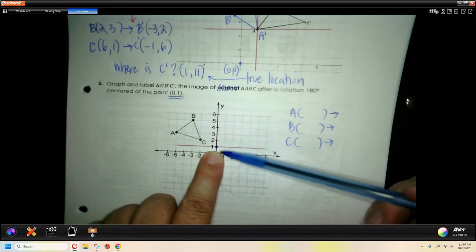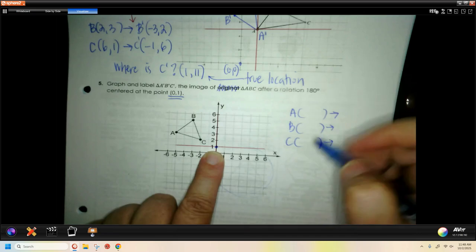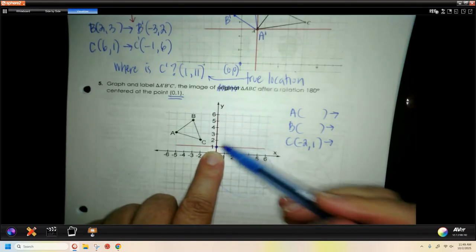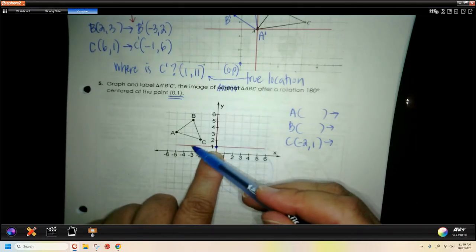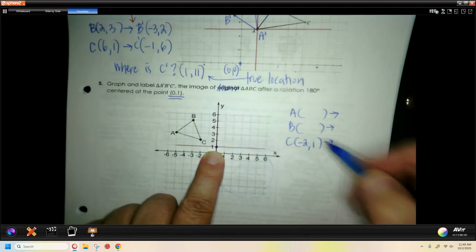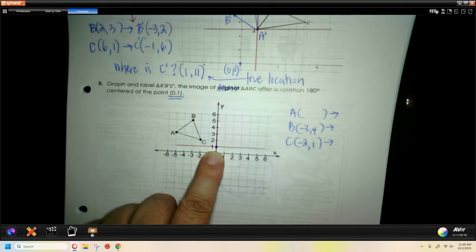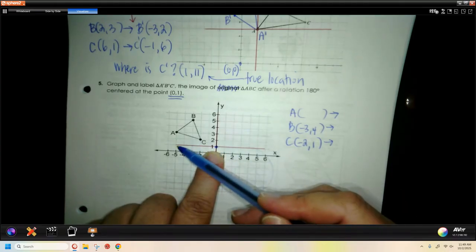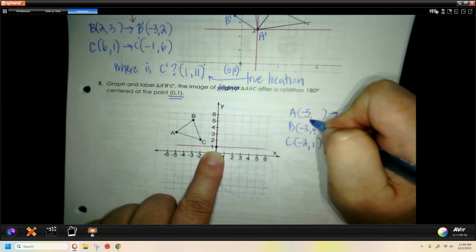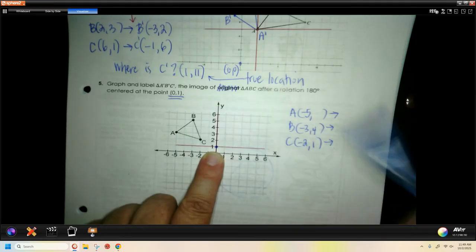So C is the closest one. I'm going to do that one first. I have to go back to up 1. Okay, for B, I'm going back or left 3, up 1, 2, 3, 4. So back 3, up 4. Can you guys figure out point A? Yeah. Good. Okay, so be careful, it's just up 2, right? Not the 3 that's over here on the axis.